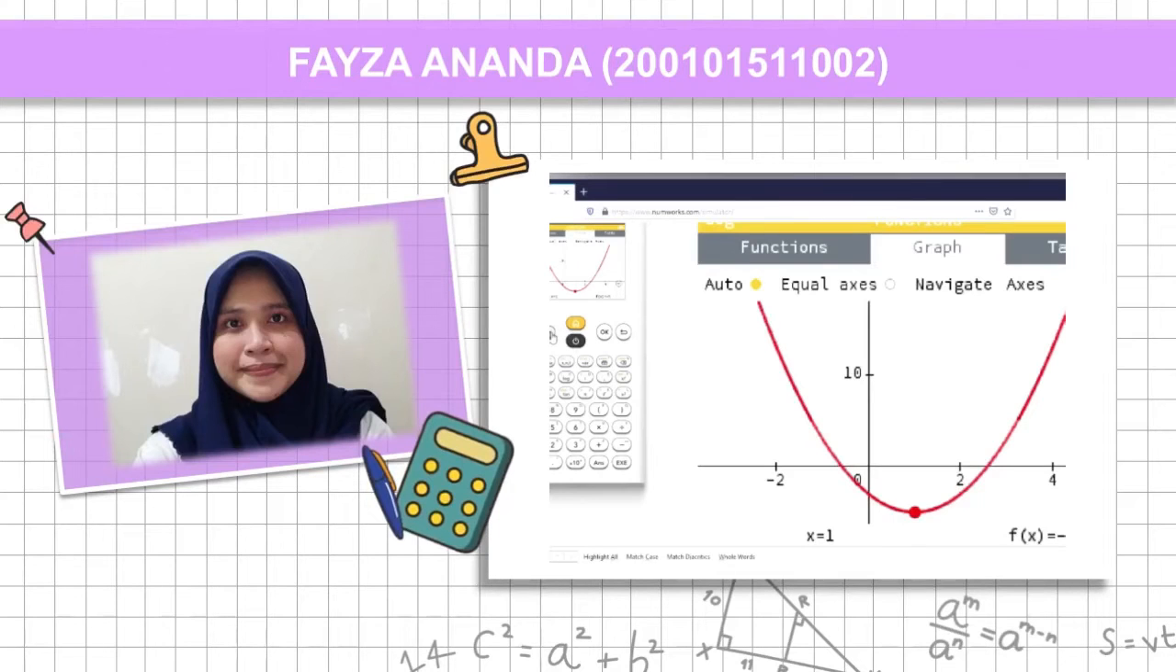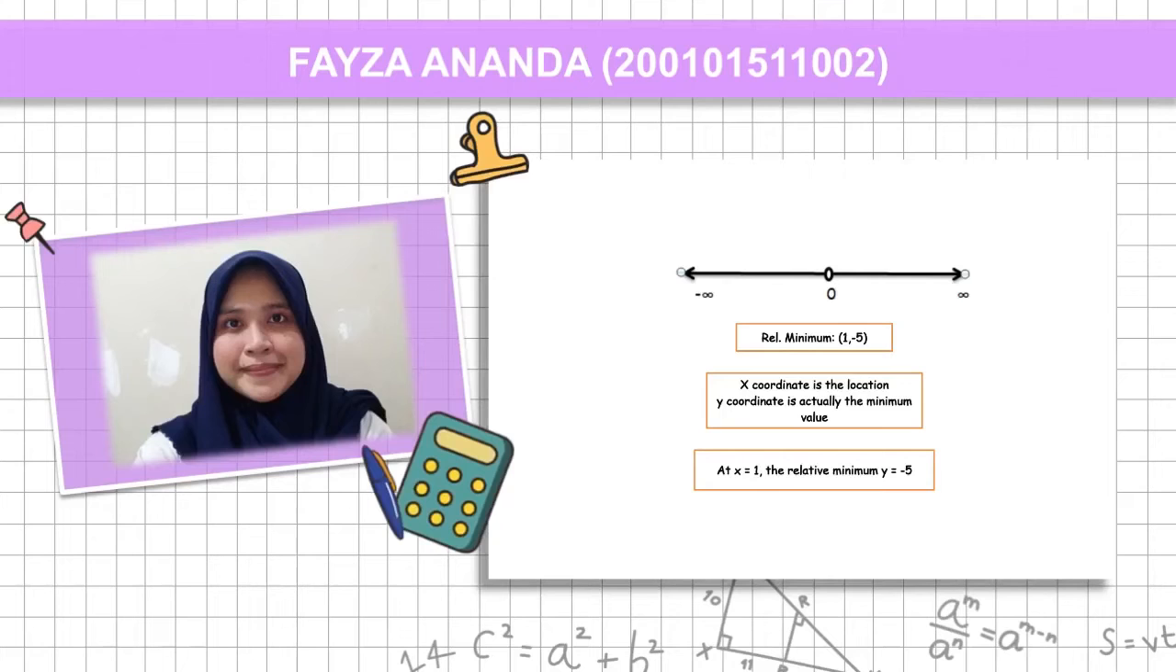Notice that to the left of that point the function is decreasing and to the right it is increasing. Let's go ahead and write this information down. The relative minimum occurs at the point (1, -5). Some texts like to identify the relative minimum as an ordered pair, but remember that the x coordinate is the location and the y coordinate is actually the minimum value. So we could give the same information by saying that at x equals 1 the relative minimum is y equals -5.